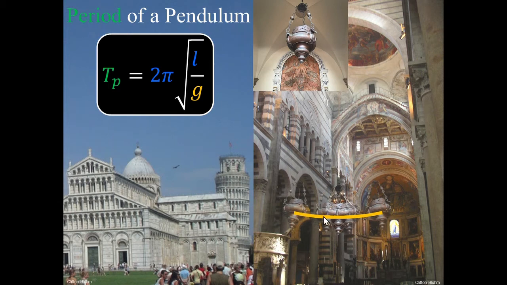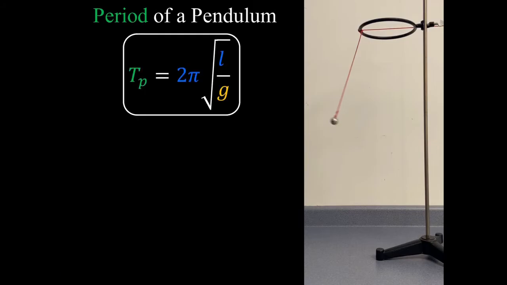So if it was just swinging back and forth a little bit or swinging back and forth a lot more, the period didn't matter. And he was later able to work out that it was just the length and the acceleration of gravity that did that. So the period of a pendulum. How long does it take a pendulum to make one swing back and forth?